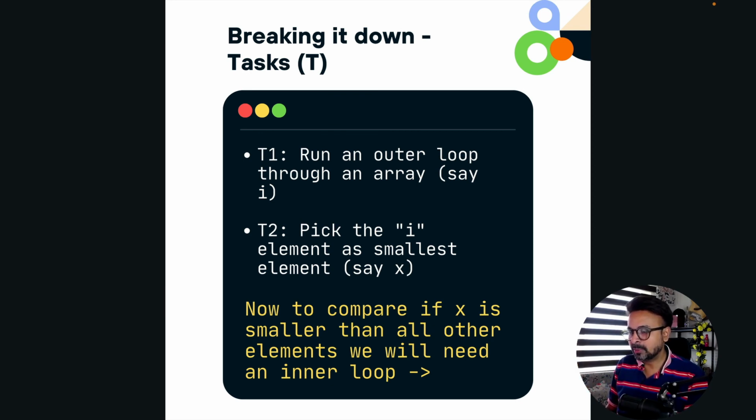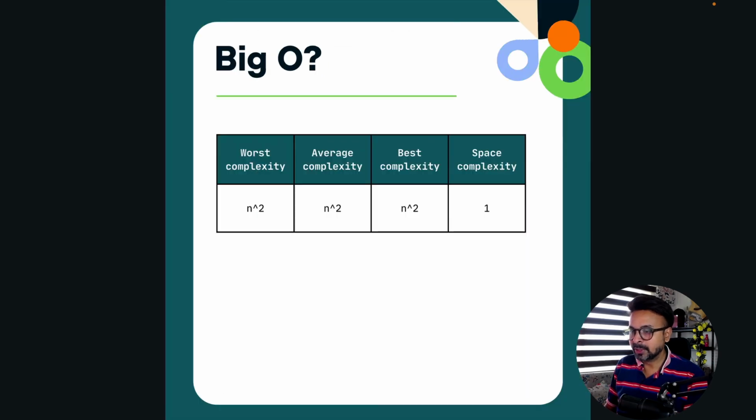Let's finally talk about the big O of our selection sort. In any case, because we have two loops, outer and inner, it's going to be n square in all cases: worst, average, or best. Even if we talk about the best complexity, it will be n square. And the space complexity is pretty easy. It's not creating a lot of variables, so I don't see it taking a lot of space. So it will be 1.